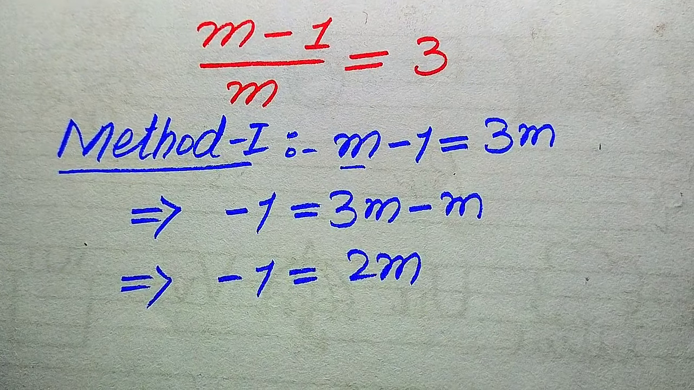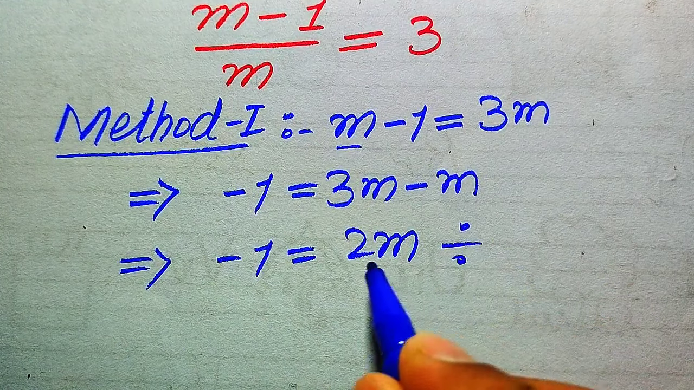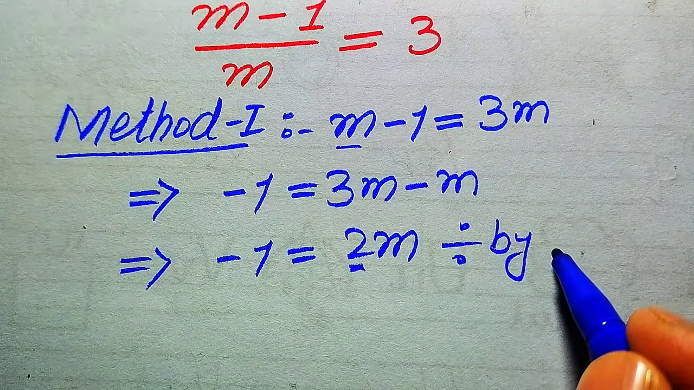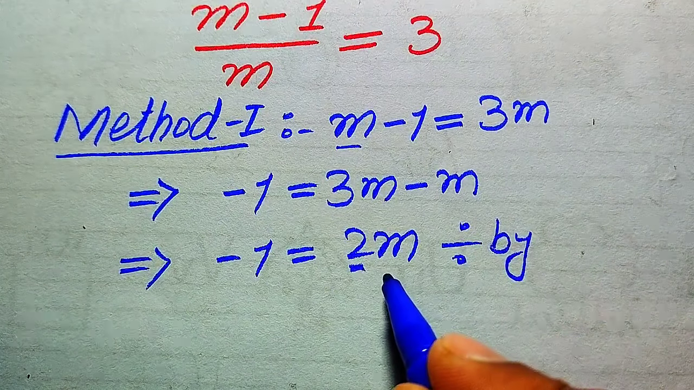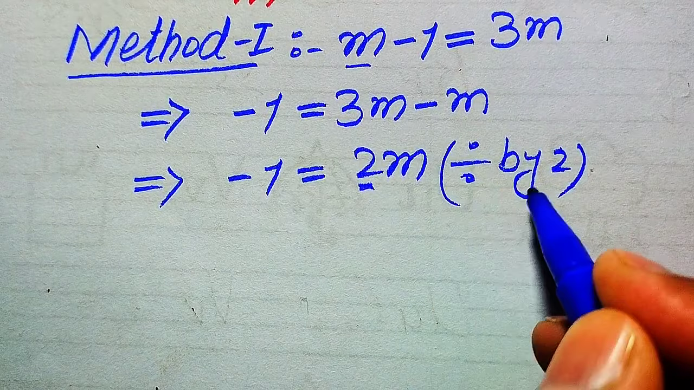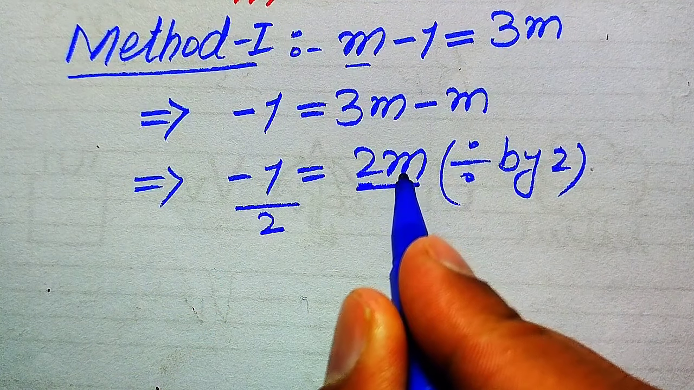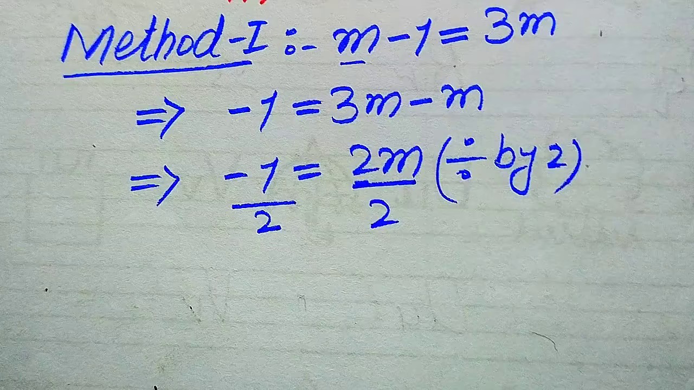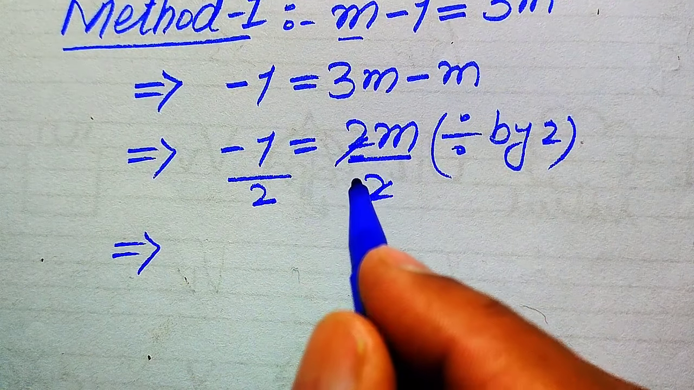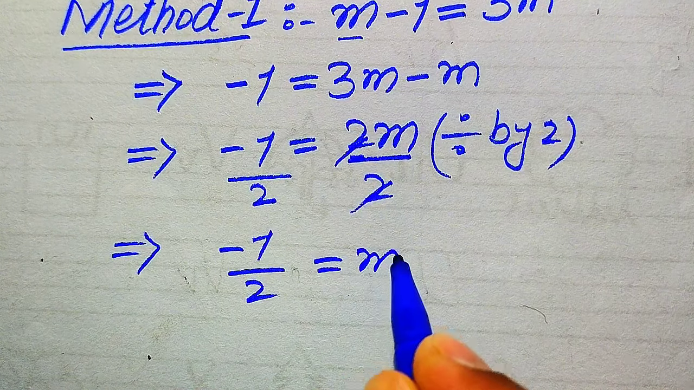And now in the next step, we need to solve this problem for the values of m, so that's why we need to remove this 2 from the right hand side. In order to remove this 2 we divide by 2 on both of the sides. Okay, so here we write it as minus 1 over 2, and this is also written as 2m divided by 2. Now you see here on the right hand side this 2 and this 2 are cancelled out by each other, and we get minus 1 over 2 equals m.